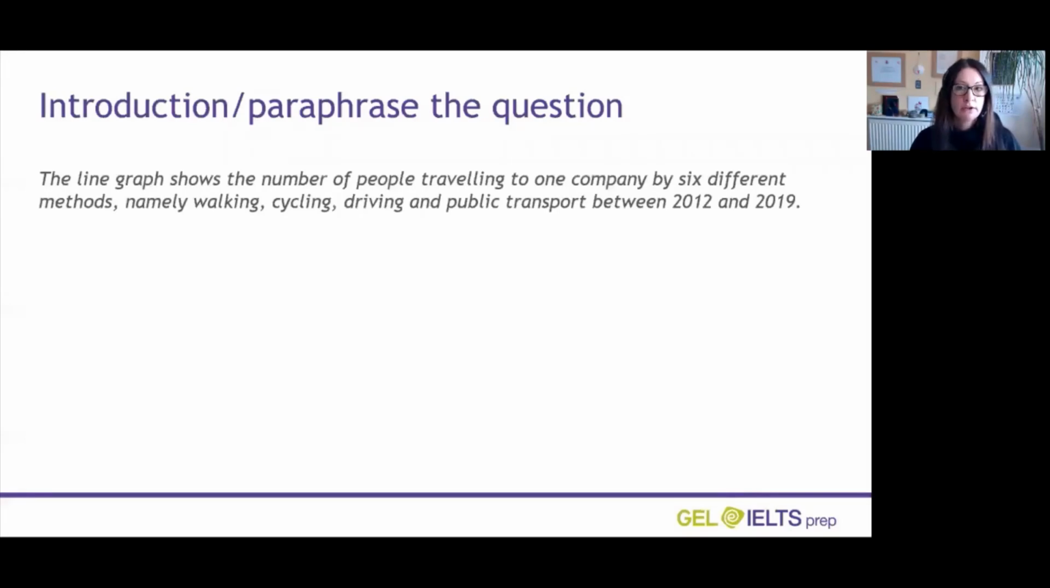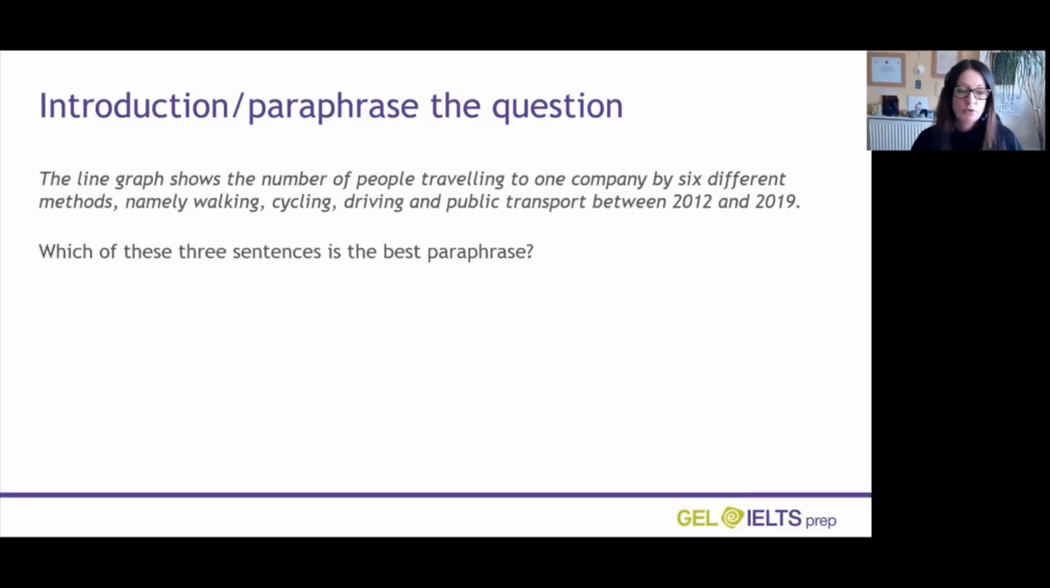Okay, so we're going to have a look at that question again. Here we can see it on screen. The line graph shows the number of people travelling to one company by 6 different methods, namely walking, cycling, driving and public transport between 2012 and 2019. Now we're going to look at 3 different possible paraphrases of this question, and what I would like you to do in the question below this video is to say which of these 3 sentences is the best paraphrase.